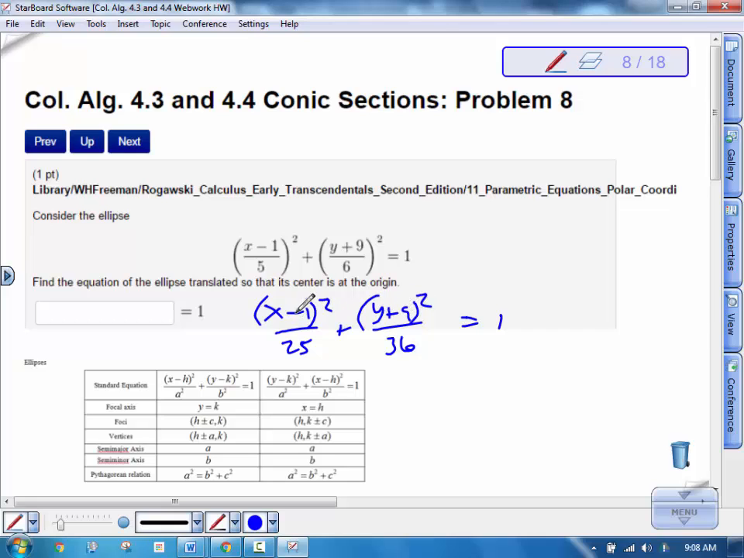So we just have to put it back to the origin. So all we want is just to make h and k 0. So there's your answer right there. Just x minus 0 and y minus 0. So all you have to do is enter that in.